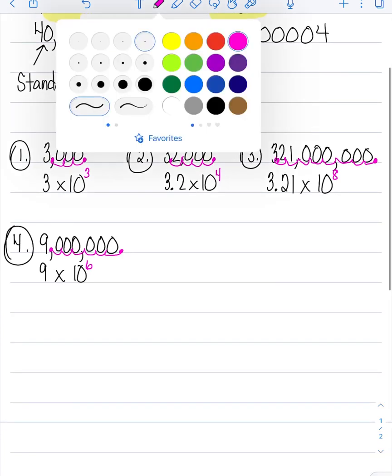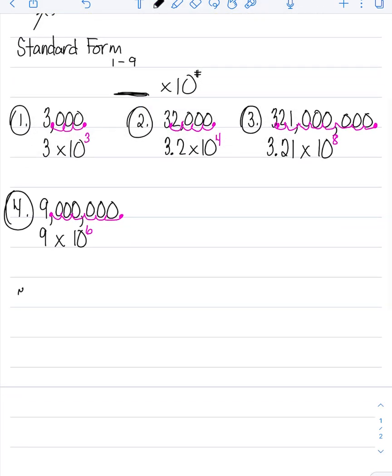So now let's deal with some really, really small numbers. Let's look at a few examples of really small numbers being written in scientific notation. So let's write this number right here, 0.00008 in scientific notation. Now here, I see the decimal. It's right here. But remember, for scientific notation, we want to have either 1, 2, 3, 4, 5, 6, 7, 8, or 9 in front of the decimal.